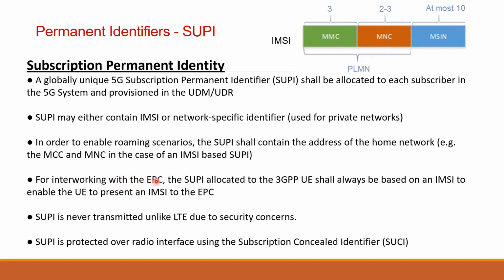For interworking with EPC, the SUPI needs to be always based on IMSI to enable you to present an IMSI to EPC. So SUPI and IMSI are usually the same. And even if they're not the same, they need to be converted to each other in order to ensure that your interworking with EPC is done. SUPI is never transmitted like IMSI is transmitted on initial attach. SUPI is never transmitted, and SUPI is protected over the radio interface using the SUCI. So your SUPI is converted into SUCI, and then the subscription concealed identifier is transmitted over the radio interface.